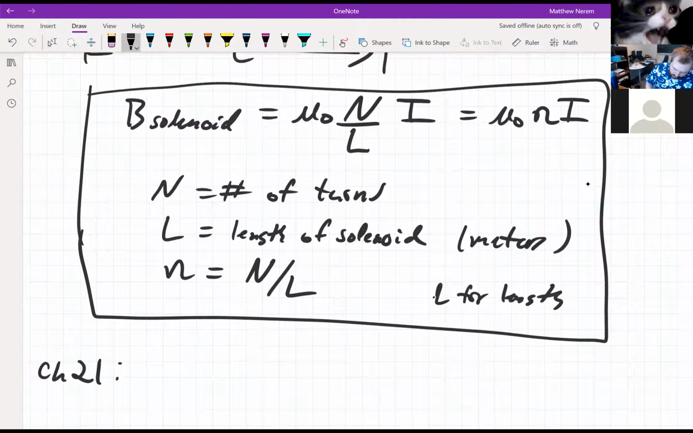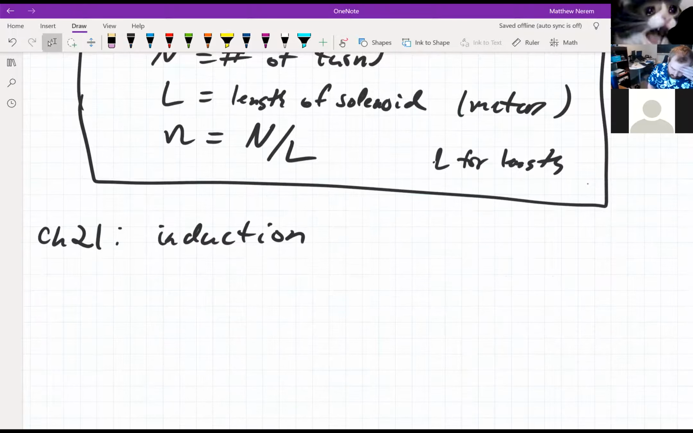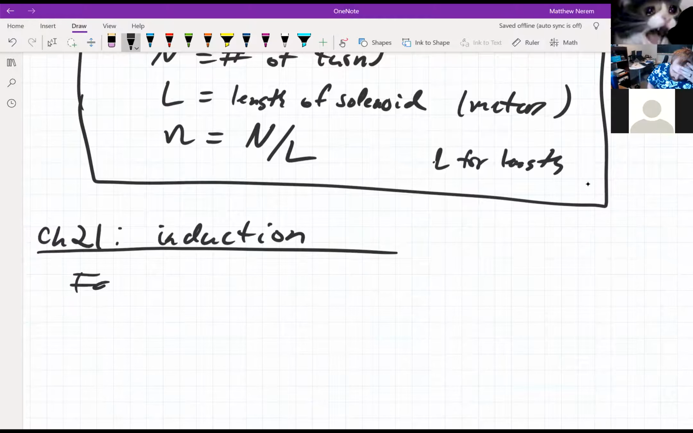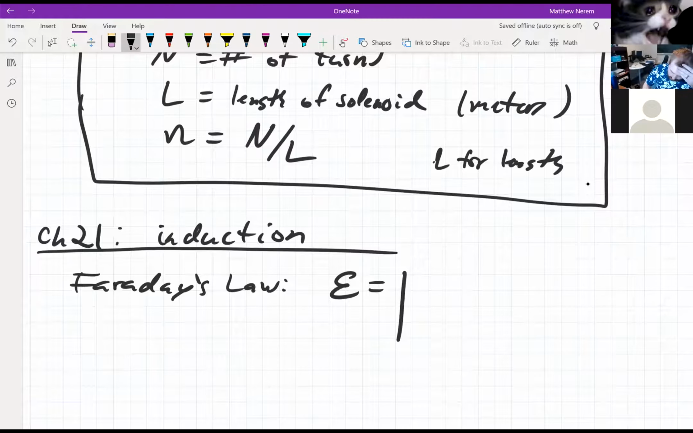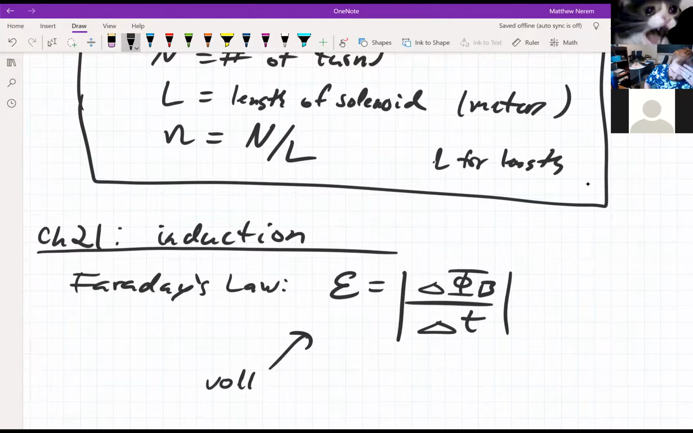Chapter 21. Induction. Right. Key law, all right. Faraday's law. The induced voltage is the change in magnetic flux over change in time, right? Voltage, flux, B dot A.